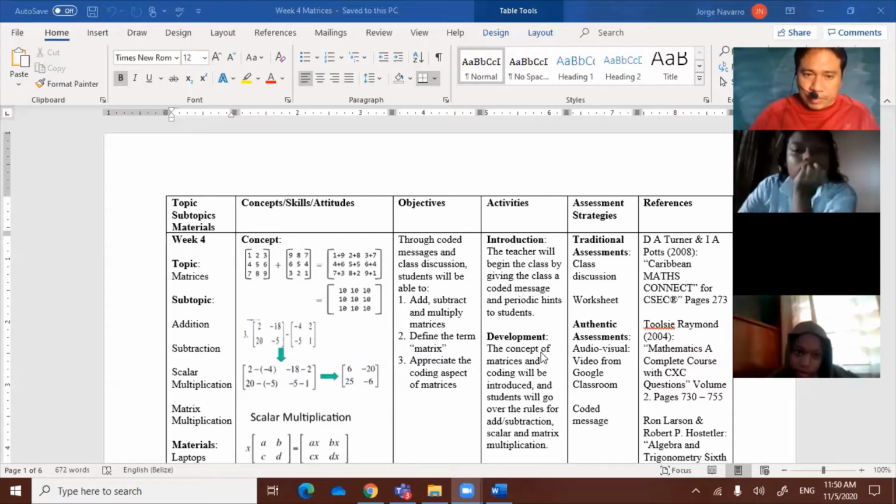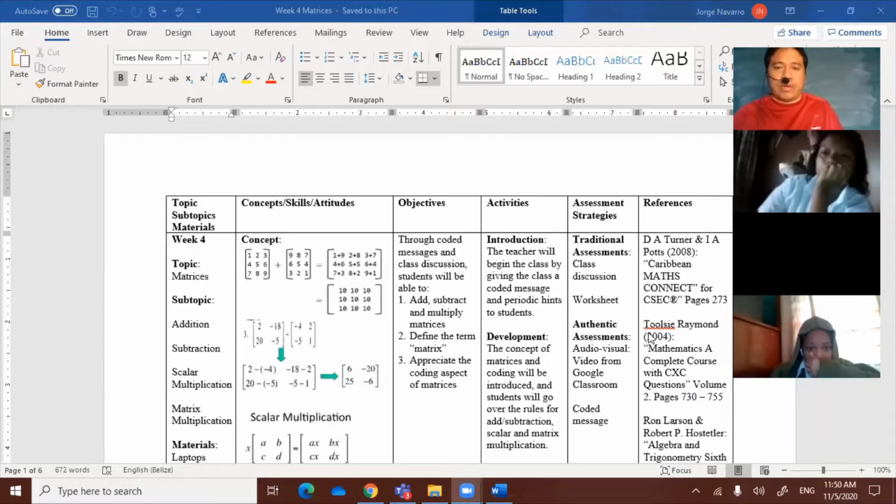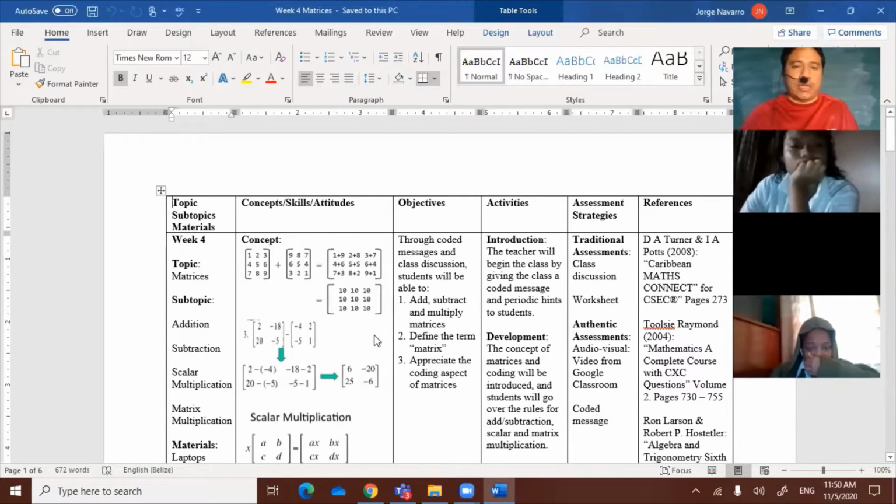Hey guys, today again, as I said, we're going to be looking at matrices. Okay, so the concept of matrices. Remember, the first thing we need to know about matrices is what is called the order of a matrix. The order of a matrix tells you how many rows and how many columns it has.